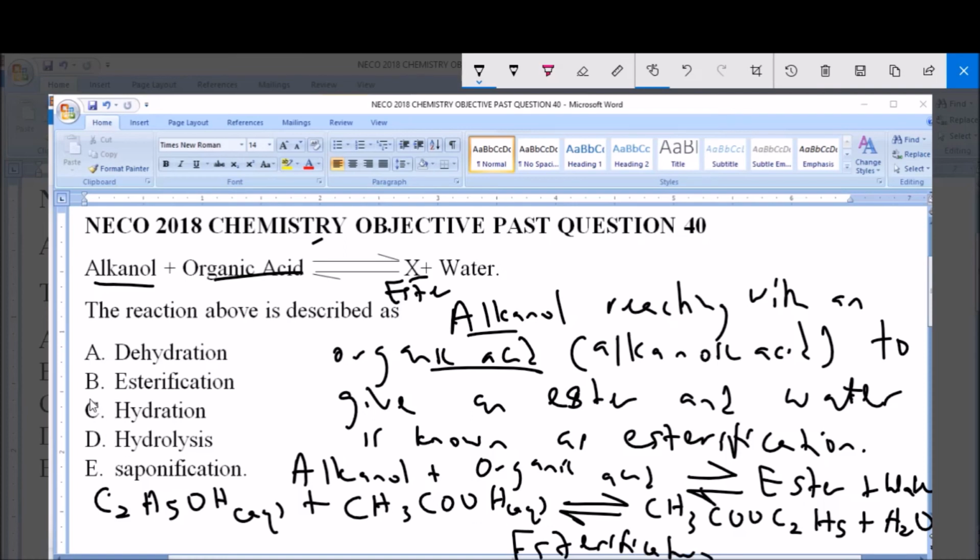So esterification is option B. So option B, esterification, is the correct answer to this question.